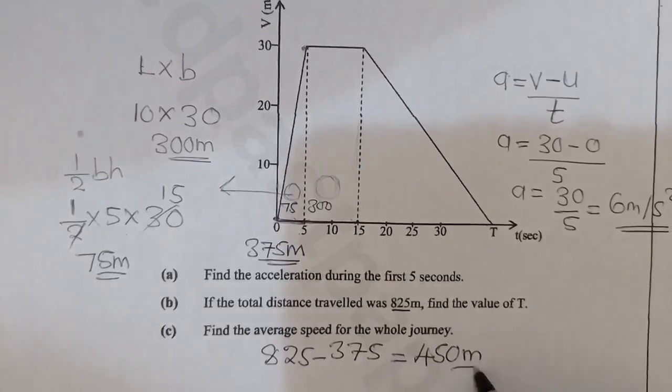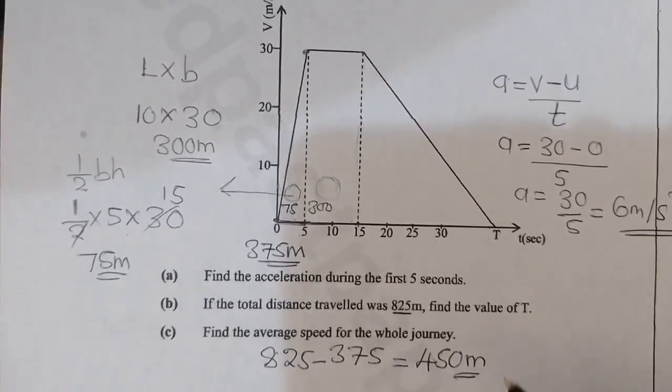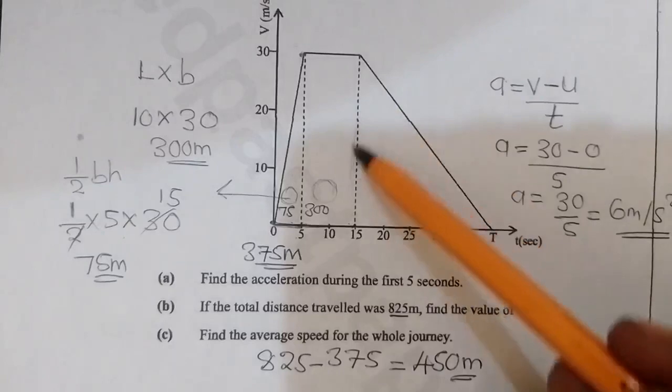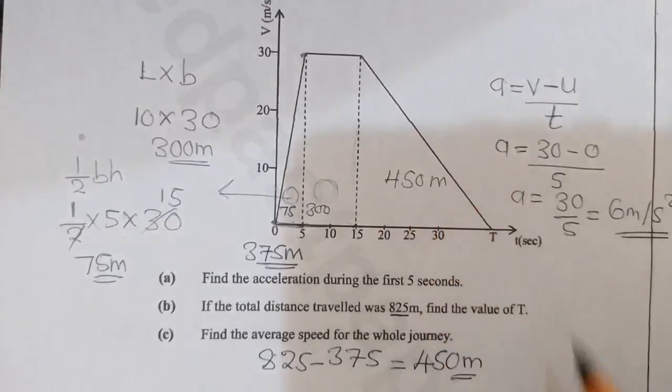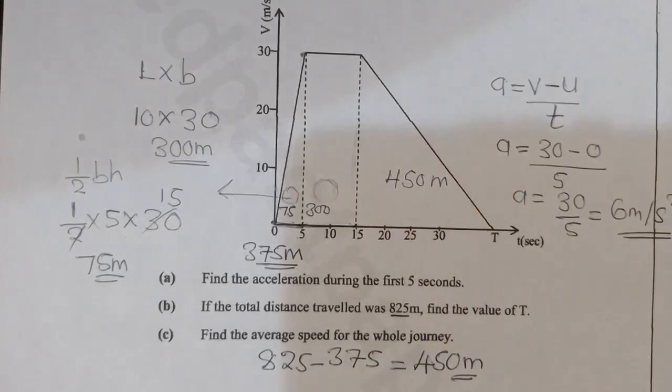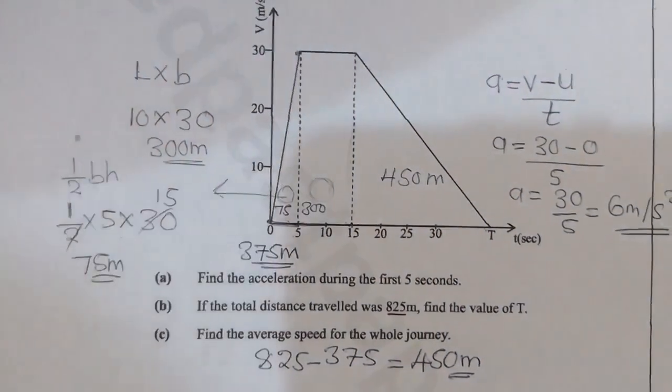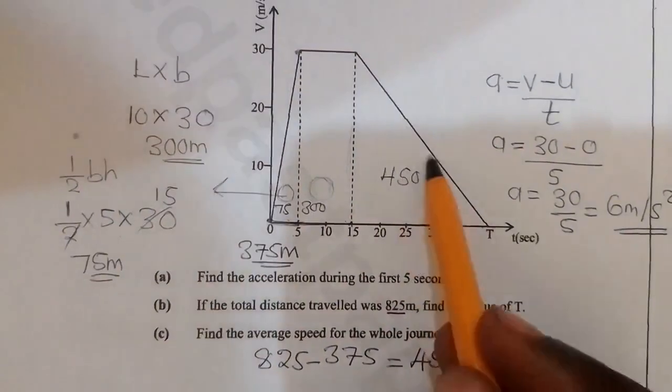450 meters. So this 450 meters is the distance it covered in this triangle. So here I've got 450 meters. That's the 450 meters I have. Now I'm going to use the one here, and this is a triangle.